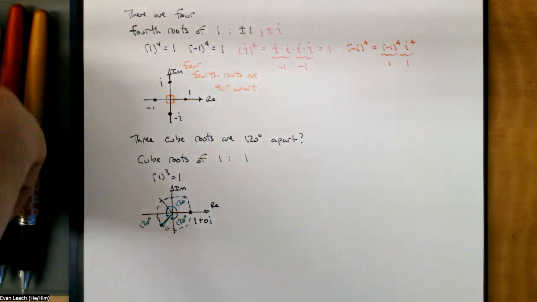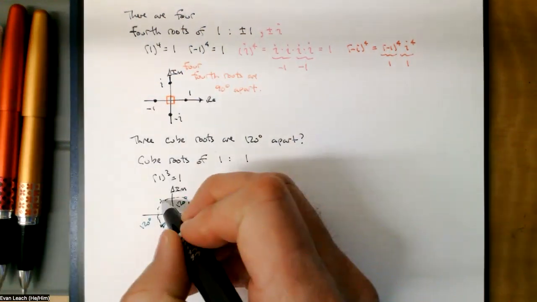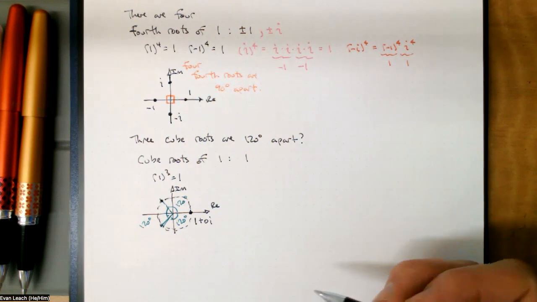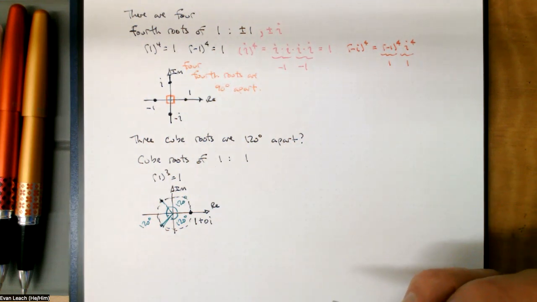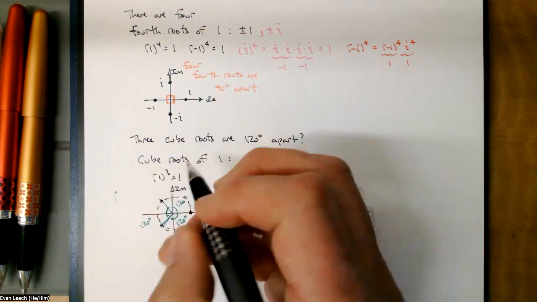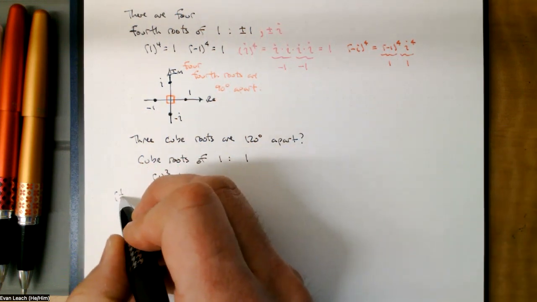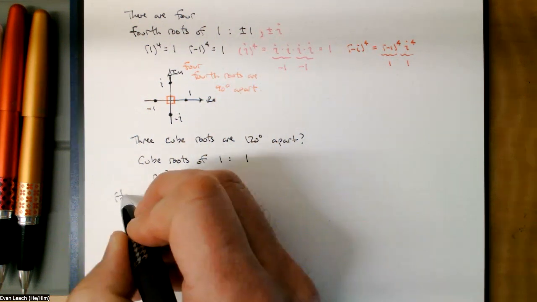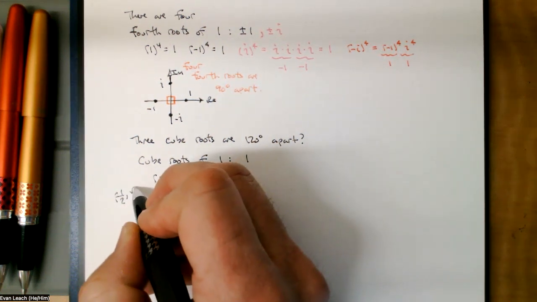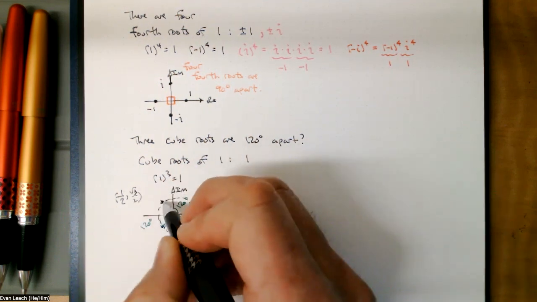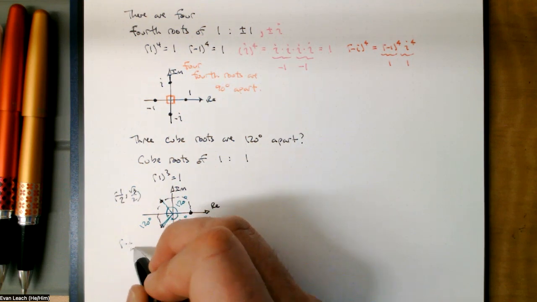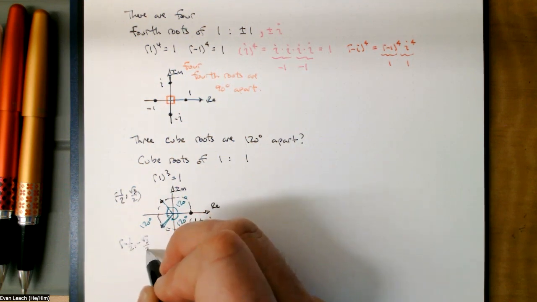So if we refer to our unit circle, this 60-degree reference angle, the cosine of 60 is 1/2. So this point is -1/2 and positive √3/2. And then down here at the bottom is -1/2 and negative √3/2.